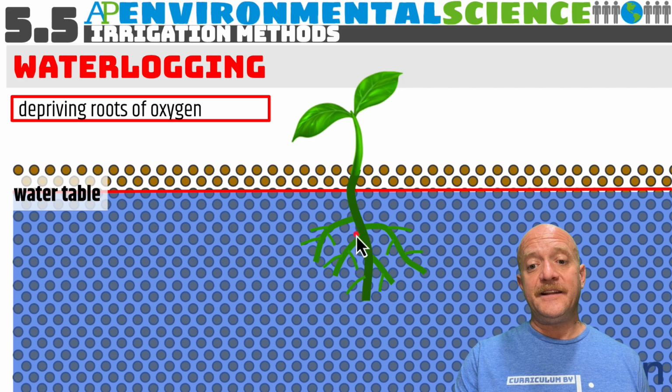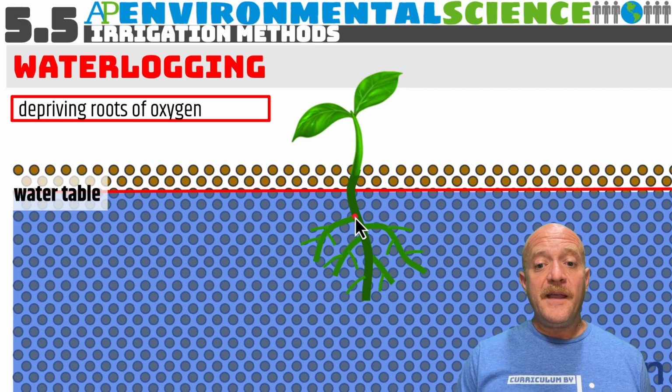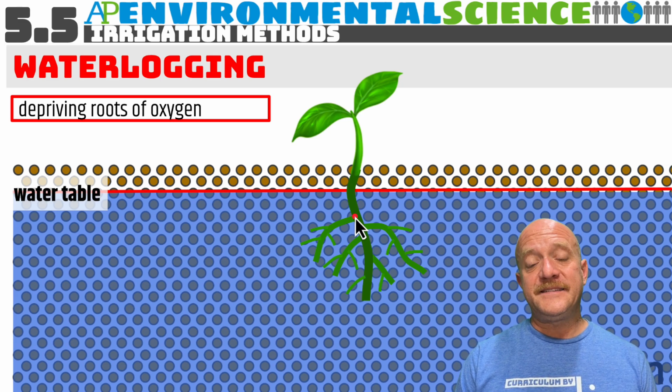And this can lead to buildup of anaerobic bacteria. If you have house plants, you maybe heard of root rot. That is something that can happen with the plants, and it can lead to their death.